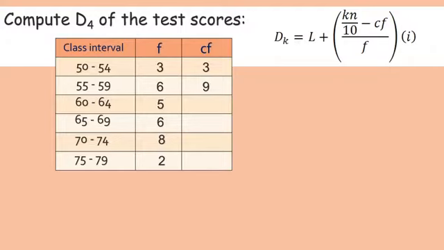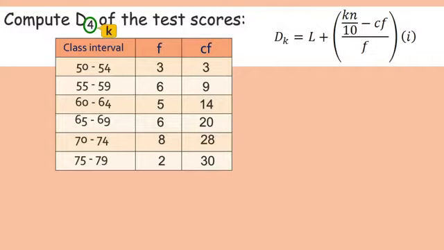Next to 9, 14. 9 plus 5, that's 14. Next to 14, 20. Okay, so that's 14 plus 6. It's 20. Next to 20 is below that. So 20 plus 8, that's 28. And lastly, you'll have 30. So take note. What is K equal to here? What is the value of K? 4. The value of K is 4.